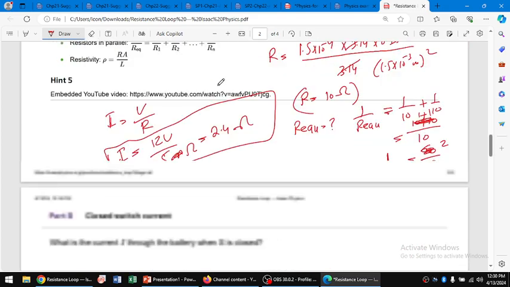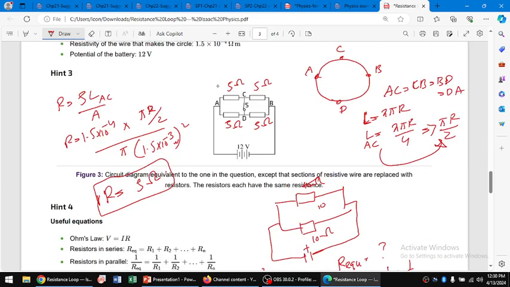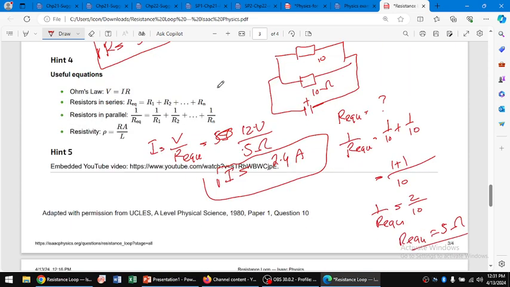But for the other case, when the switch is closed, we have this length AC that is 2 pi r over 4, and this length is also 2 pi r over 4, this length is also 2 pi r over 4. So we only solve for the length, all other values are the same, and then we solve for resistance, then we solve for the current. Okay, thank you.